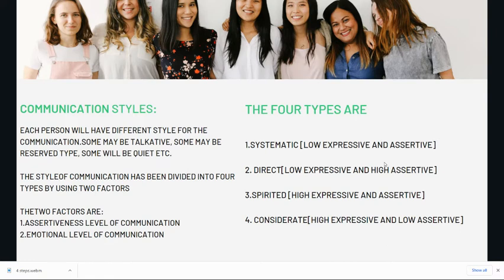Communication styles. Each person will have a different communication style. Some may be talkative, some may be reserved, some may be quiet, etc. Two factors considered for communication styles are the assertiveness level of communication and the emotional level of communication. These two categories give four types: systematic, low expressive and low assertive; direct, low expressive and high assertive; spirited, high expressive and high assertive; considerate, high expressive and low assertive.